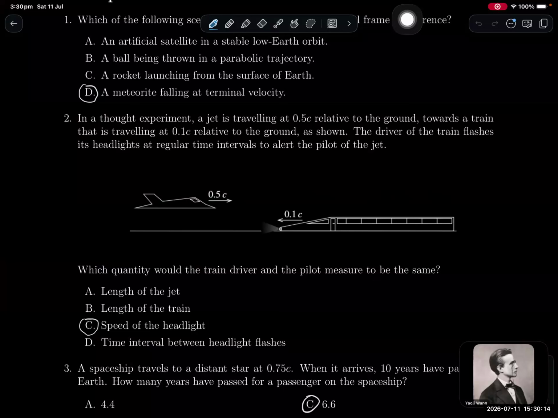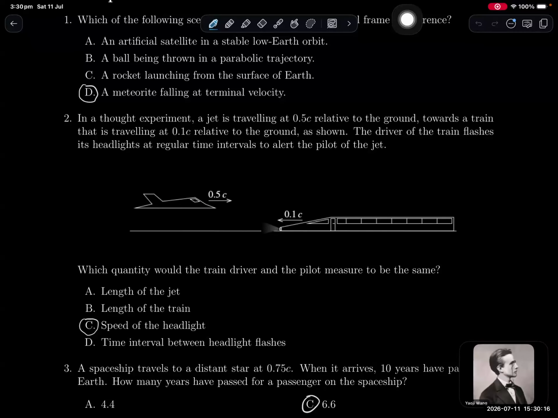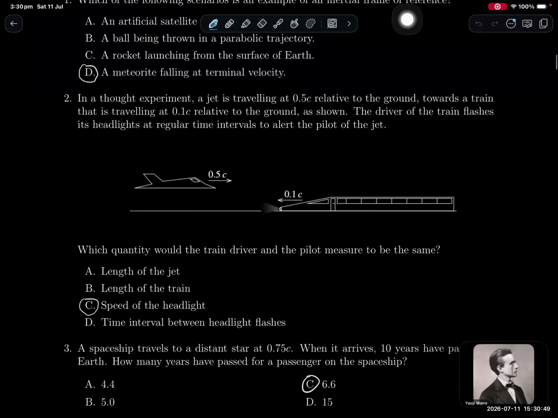Question 2. In a thought experiment, a jet is traveling at 0.5 times the speed of light relative to the ground. There's another train that is traveling at 0.1 times the speed of light relative to the ground. The driver of the train flashes its light at regular time intervals to alert the pilot of the jet. Which quantity would the train observer and pilot measure to be the same? The speed of light is measured to be the same because that's the second postulate. Therefore, it is C.